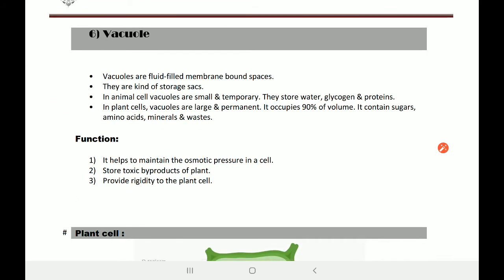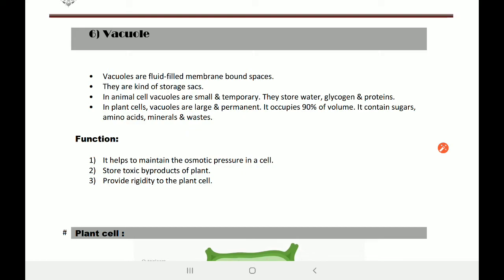And this is the last organelle, vacuole. Vacuole is not so important in the animal cell, but very important in the plant cell. It has a great role, vacuole. So let's see what a vacuole is. Vacuoles are fluid filled membrane bound spaces. It is a space, in fact. That means it's a storing place, you can say, where things are being stored, right? It's a storing place of the cell. That's what they are, a kind of storage sac.